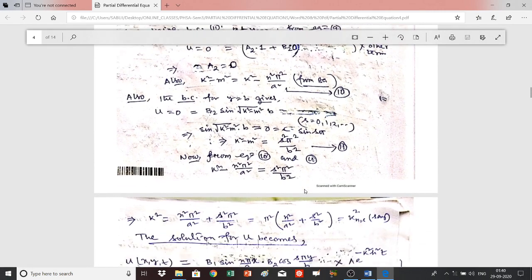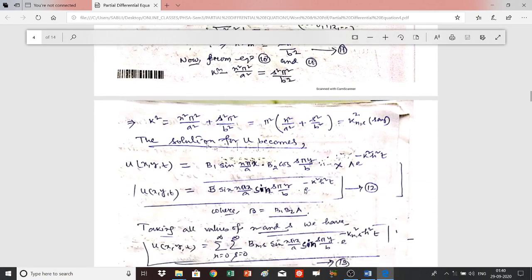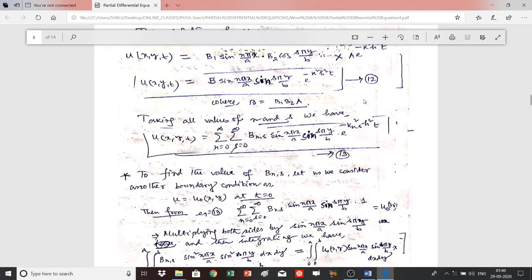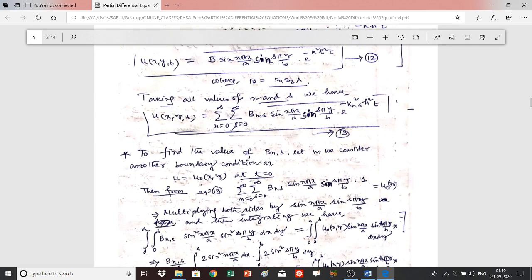Now, taking all values of n and s, you will have u(x,y,t) equal to the sum from n equal to 0 to infinity, s equal to 0 to infinity, of b n s sin n pi x by a sin s pi y by b e to the minus k square n s alpha square t. So to find the value of b n s, that is this constant, let us consider another boundary condition, that is u is equal to u0(x,y) at t is equal to 0.